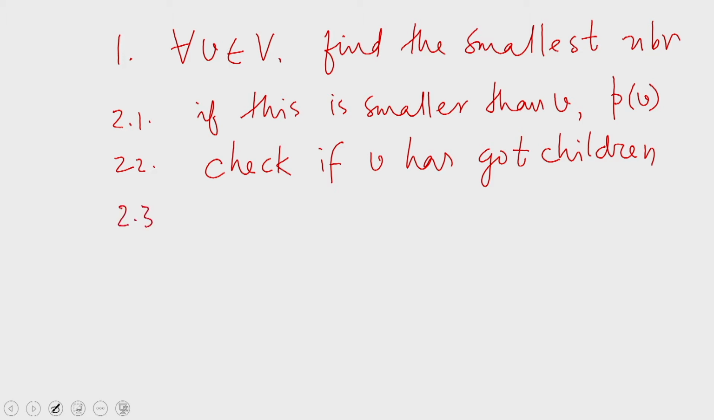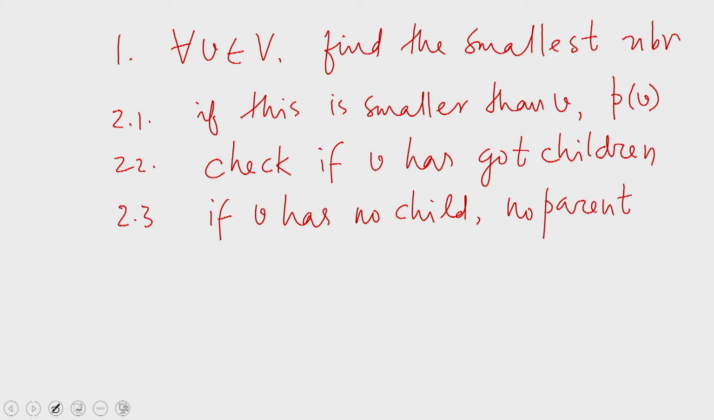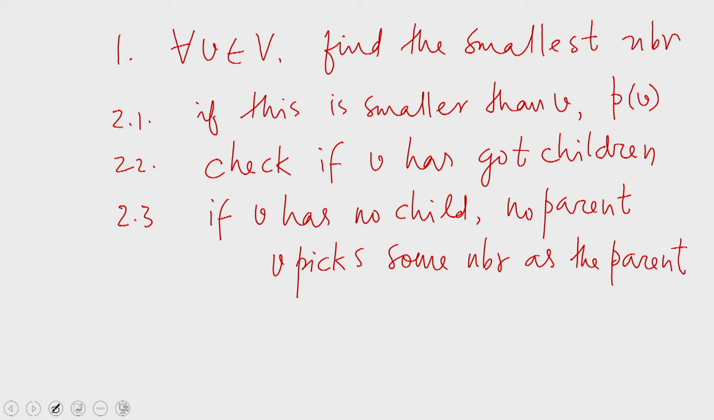In step 2.3, if V has no child and no parent, then we pick some neighbor as the parent. So by now every vertex has got either a parent or a child, and the subgraph defined by these parent pointers will be a forest. That is, each component of it is a tree.